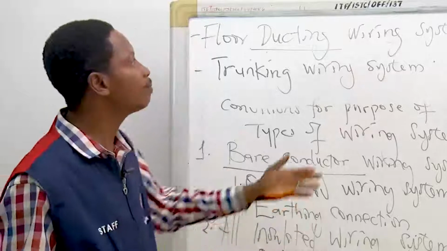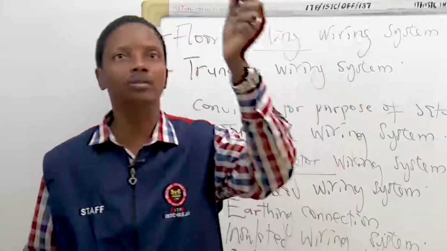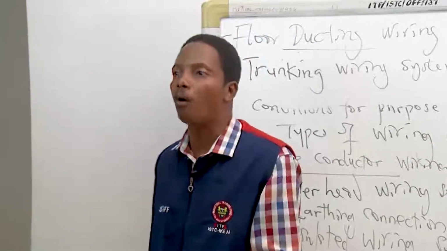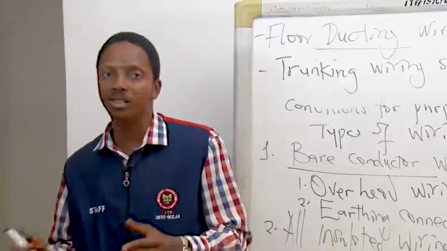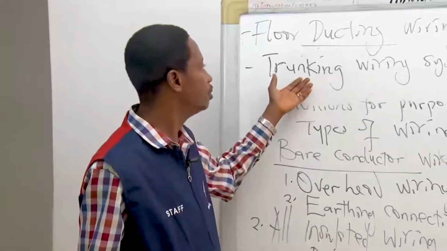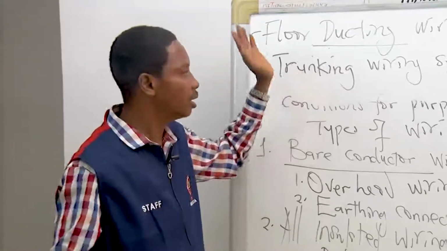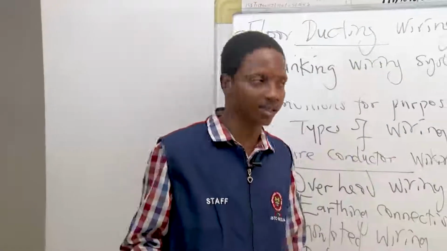Instead of doing all insulated wiring system whereby you lay the cable on the surface of the wall and anybody that comes in will see the cable, we can also lay the cable using trunking. The trunking comes in first, then you put the cable inside the trunk.